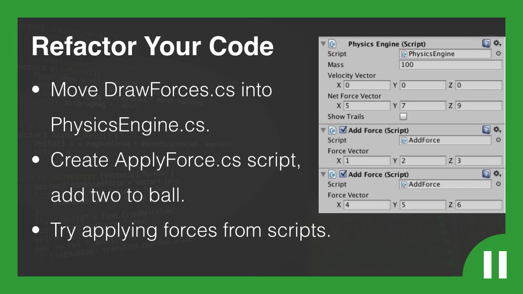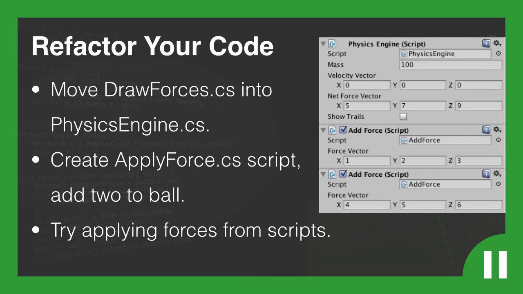So you move drawforces.cs into physics engine. That means you need to rip drawforces.cs apart a little bit, put all that's necessary in physics engine at the bottom, make that work, put a show trails checkbox, which is just bool show trails equals true by default, and then you'll be able to turn the trails on and off right in the physics engine there.